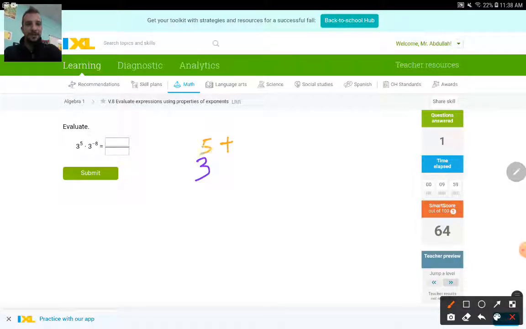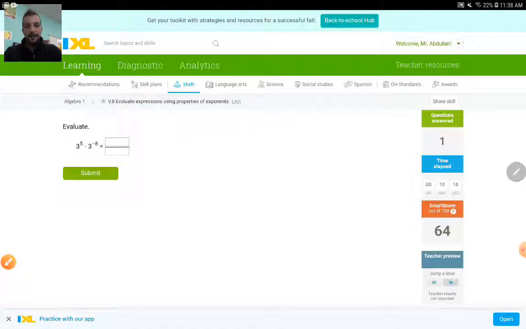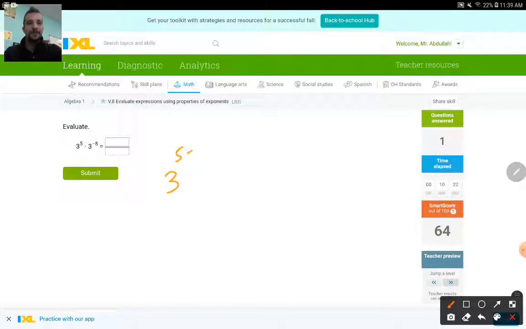If you do it step by step like this, you cannot make a mistake. If not, you may end up with the wrong answer, especially when you divide them. Now the second exponent is negative 8. I want to put it in parentheses over here. I would grab my calculator if I need to. 5 plus negative 8, and see what that equals. That's going to be negative 3. So 3 to the power of negative 3.